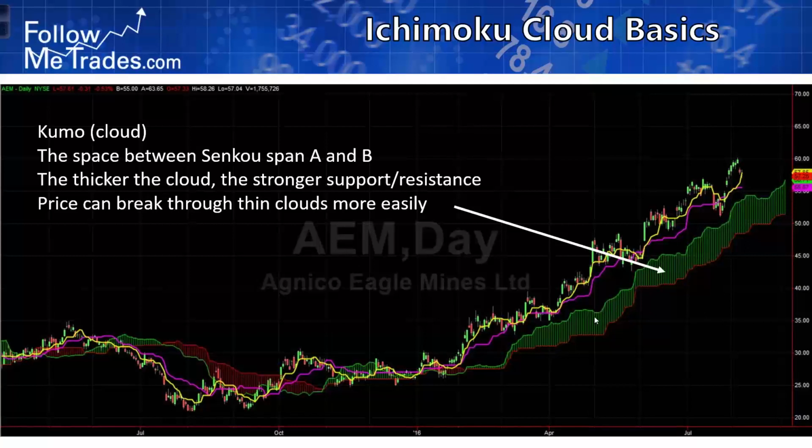And this is important. This cloud confirms trends, and the thickness of the cloud determines the strength of the trend. And the thicker the cloud is, the more probable it is that it's going to provide support as price comes back down to it, that the price isn't going to break through it. Price breaks through typically when the cloud gets thinner.